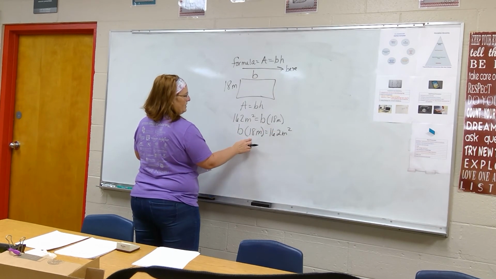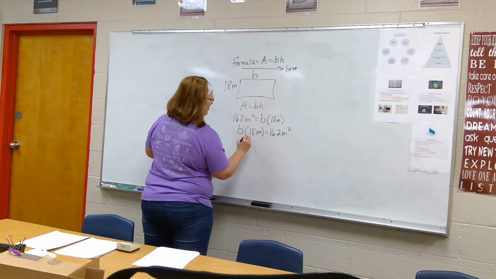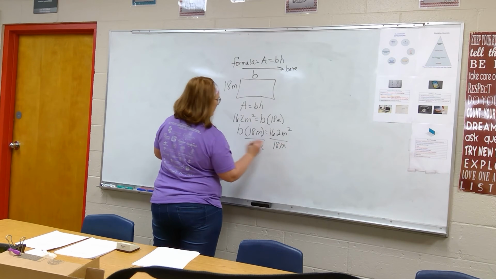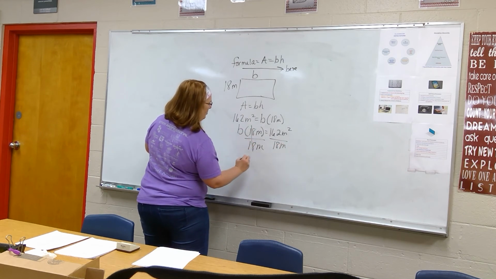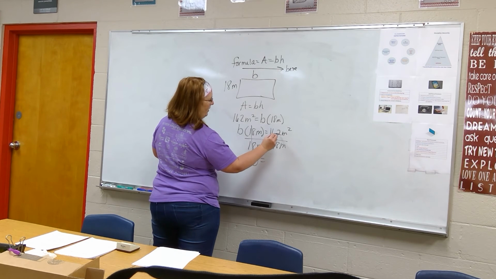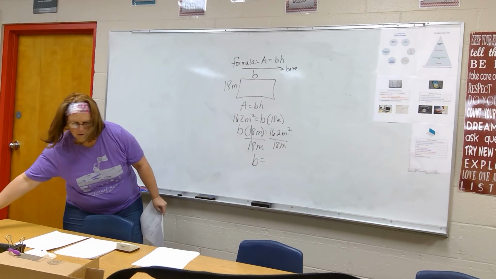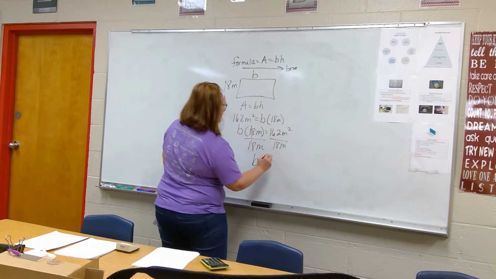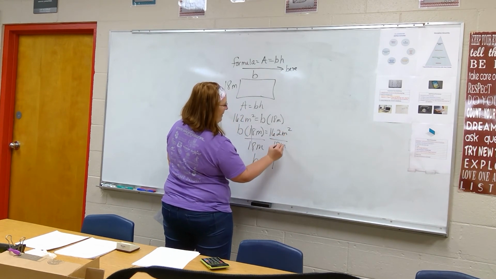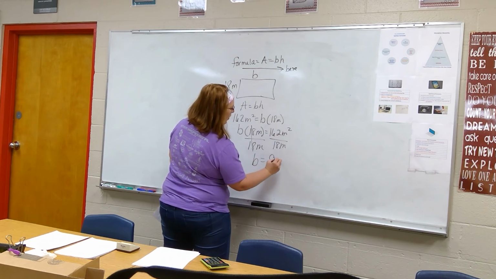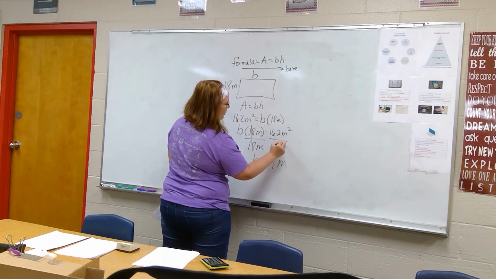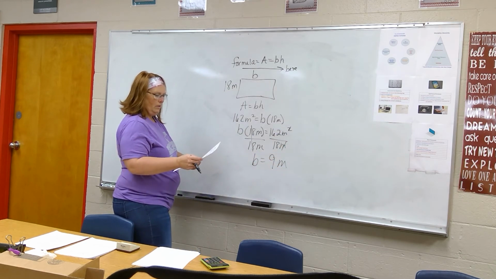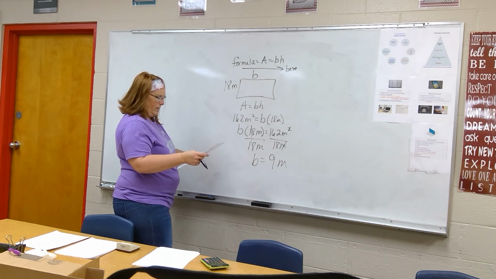This is B times 18 meters, so we're going to do inverse operation. We're going to divide both sides by 18 meters. 18 divided by 18 is just 1, so that leaves me with B equals 162 divided by 18, which equals 9. I got rid of one of my M's, so I only have one M now. So it's 9 meters. I think you can work that.